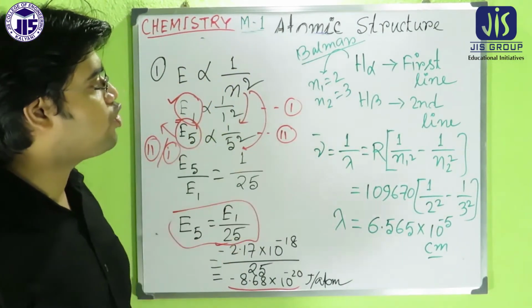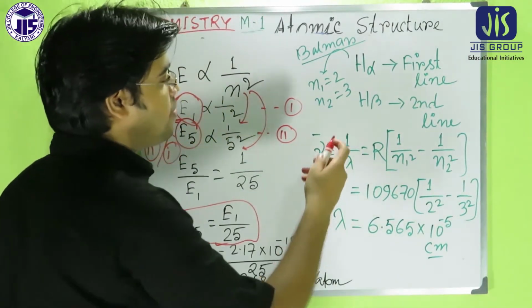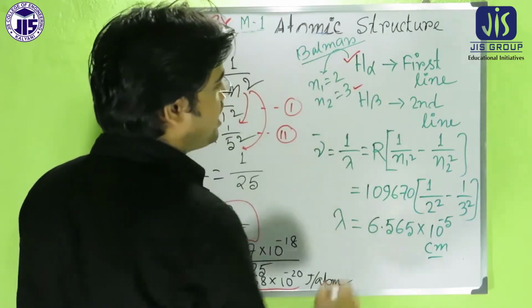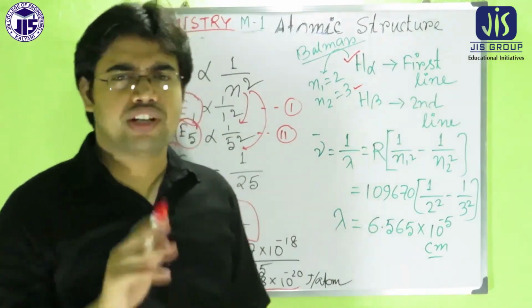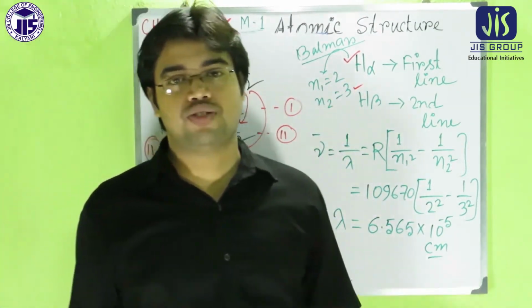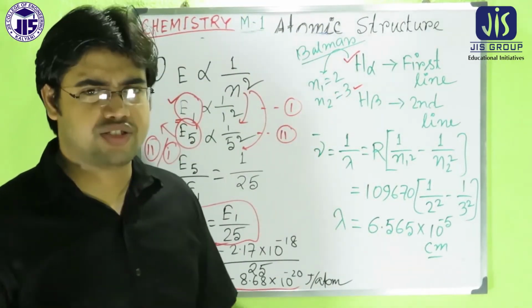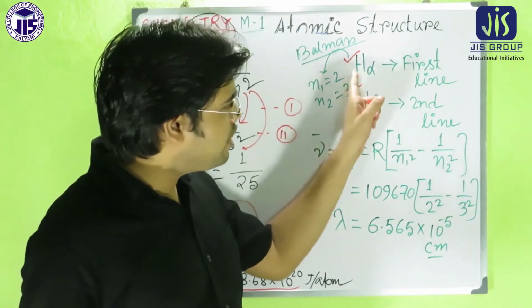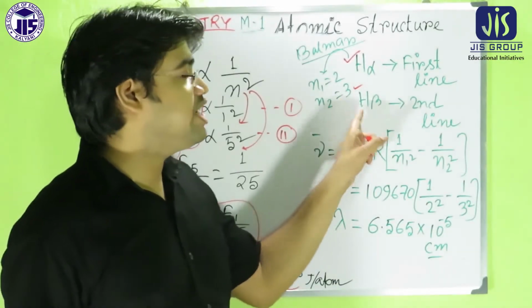In the second problem also there are some things which you have to know. First of all, look here, there are some things written: H alpha, H beta. First of all, you have to know what H alpha and H beta are. H alpha means it is the first line. It may be of any series: Lyman, Balmer, Paschen, etc. But the first line will be H alpha for the hydrogen case, and the second line H beta.